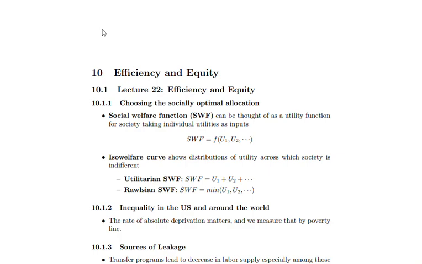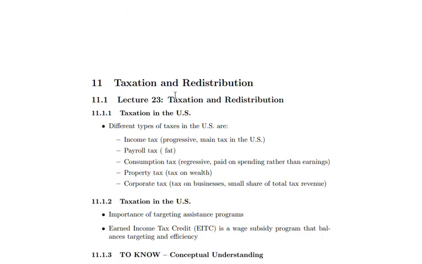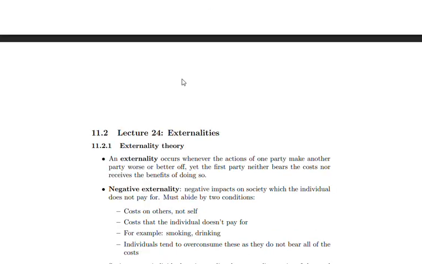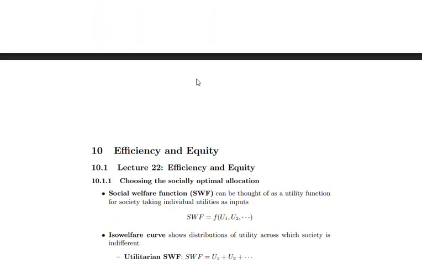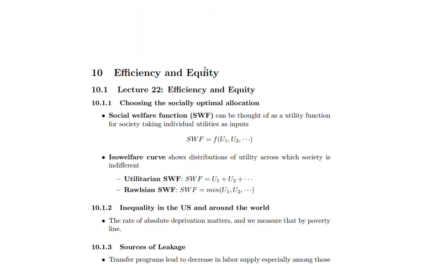So the last lecture I'm talking about efficiency and equity, plus taxation and redistribution, plus behavioral economics, because each of those is just a very short, brief introduction. So let's begin. How to trade off efficiency and equity in a society.